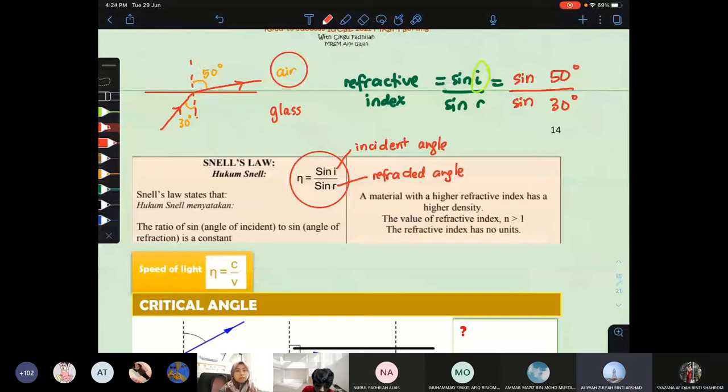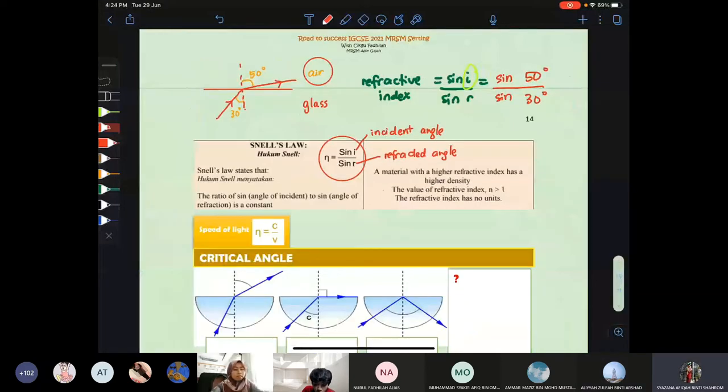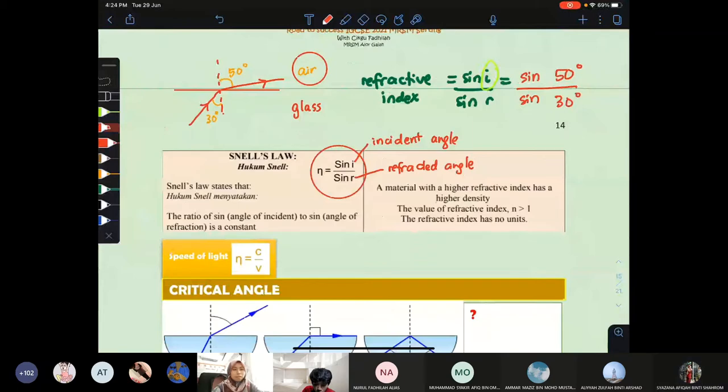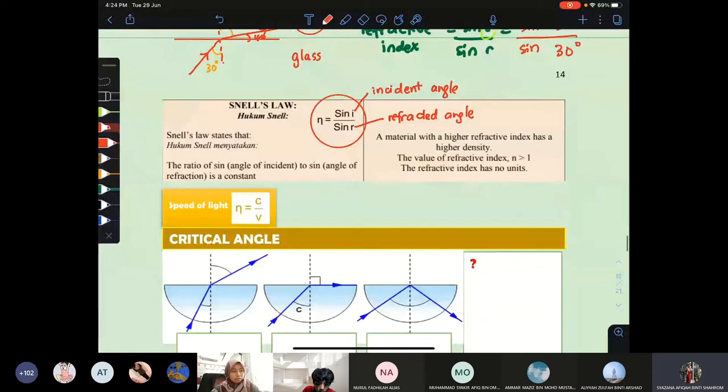Okay, next. Do you understand what mistake students usually make? Usually, another mistake is that you use the wrong angle. Next, we have another formula for refractive index, which is c over v.